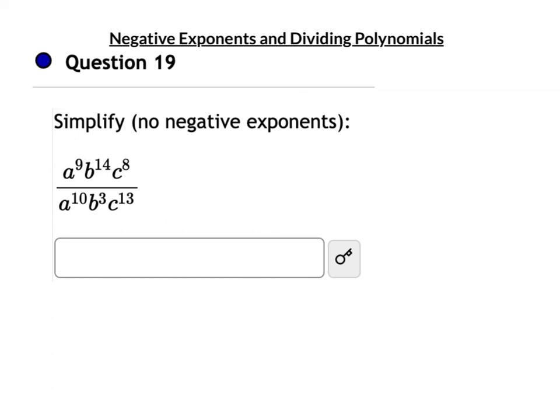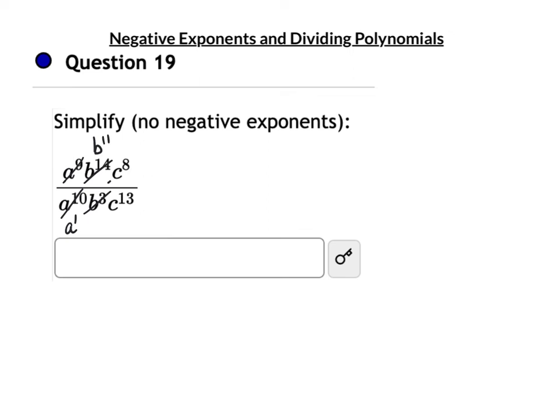Question 19. Cancel 9 a's above, 10 below. Cancel 9 from each. When I cancel 9 below, there's going to be 1 left below, a to the 1st, which is a. 3 b's below, 14 above. They have 3 in common. Cancel 3 from each. There were 14 above. That means there's going to be 11 left above.